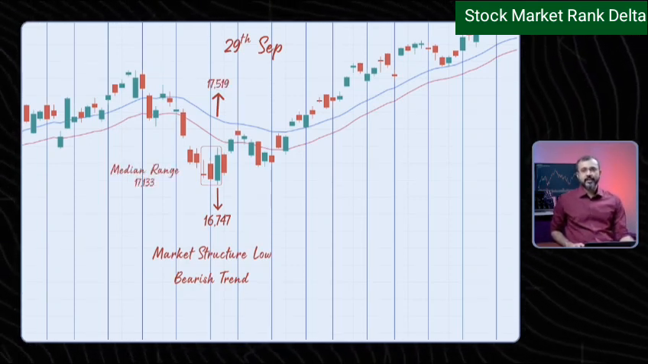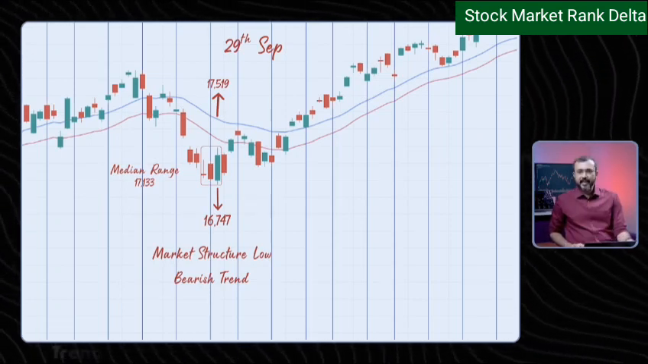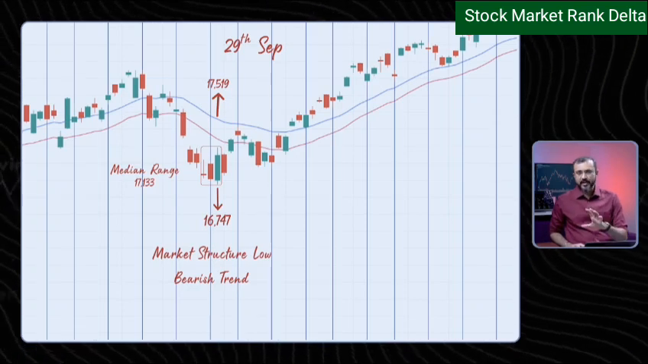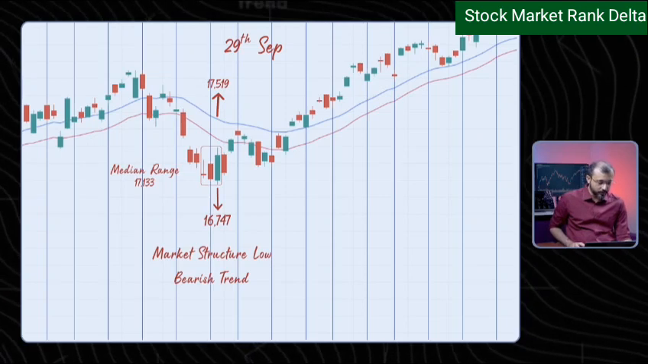The median range is 17,133. So we select a strike of 17,150. We go short somewhere around 390 points, and from there the straddle has gone to zero. So the 17,150 straddle has gone to zero.